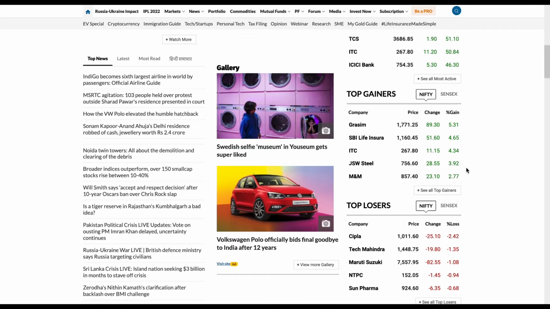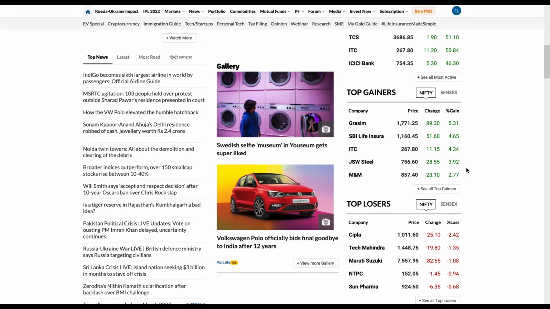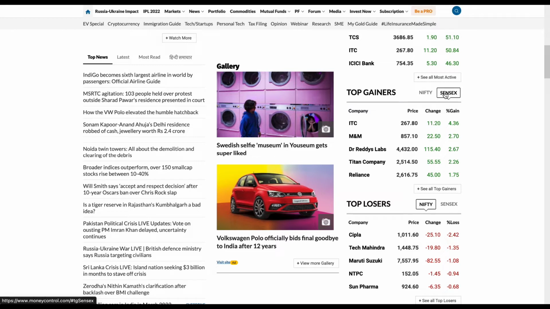Moving on to the top gainers. The top gainers is actually a segment where the market tells who has the highest percentage change during the day or during the week. So this top gainers is regarding the Nifty part of it. So here you can see Grasim, which has gained a percentage change of 5% throughout the day. And in Sensex also, you'll again see there's a difference in companies because different stocks are being traded. And here ITC is the top gainer of 4% gain.